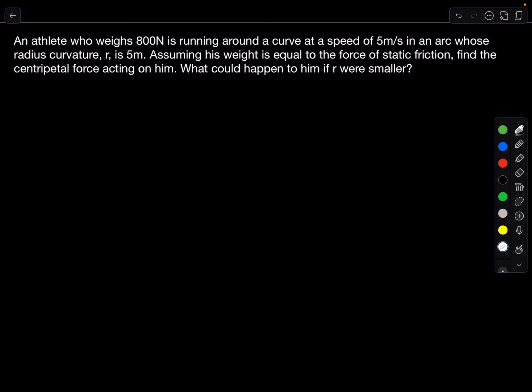Welcome everyone. Today we're going to solve a classical mechanics problem. Specifically, it's going to be about uniform circular motion. Let's first remind ourselves of what uniform circular motion means.